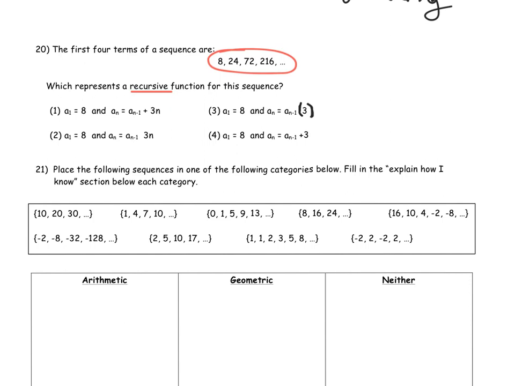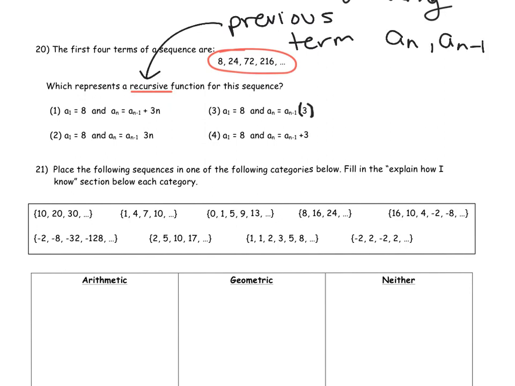Okay, so if you guys remember, a recursive sequence is when we're talking about that previous term. So that was when we were dealing with a sub n and then a sub n minus 1, where a sub n minus 1 represented the previous term. So hopefully we remember that from when we did our arithmetic sequences. Okay, well, let's take a look.